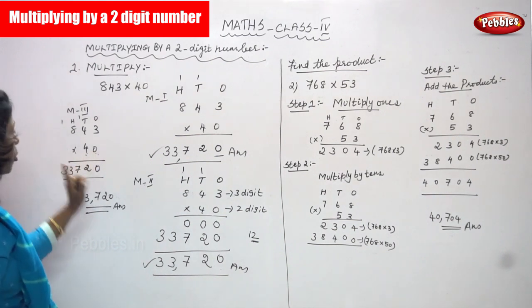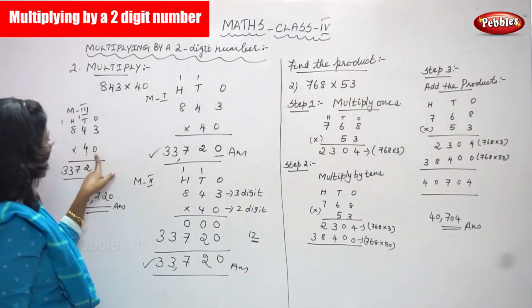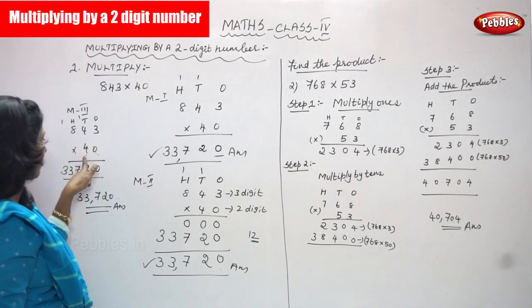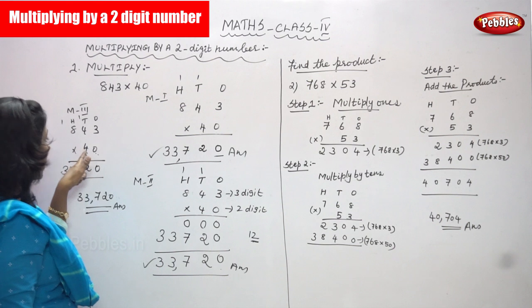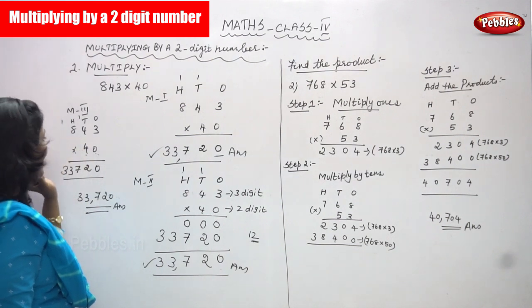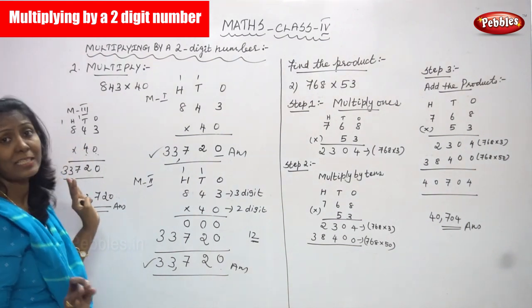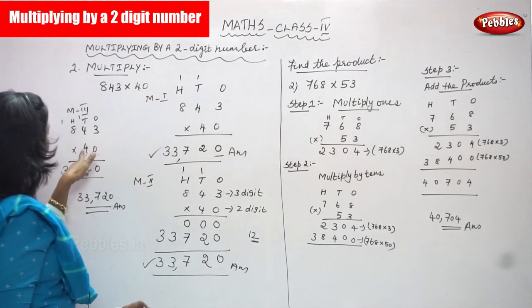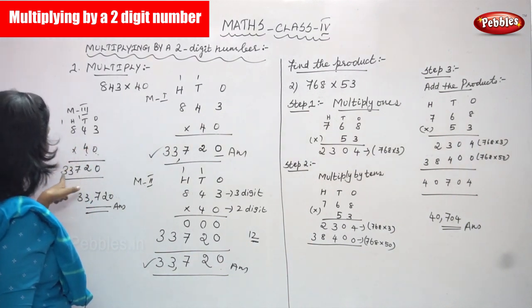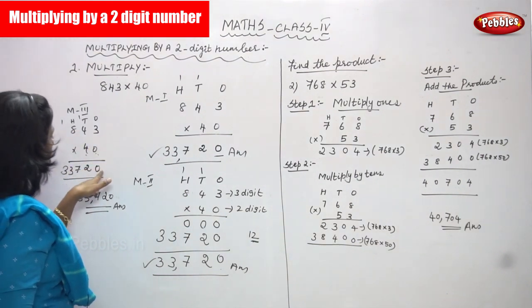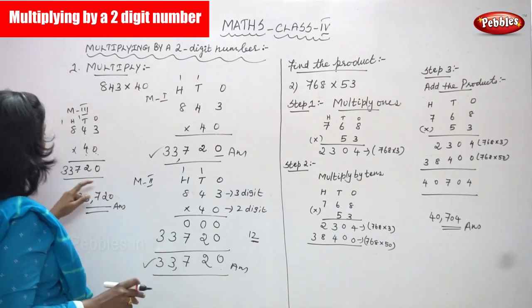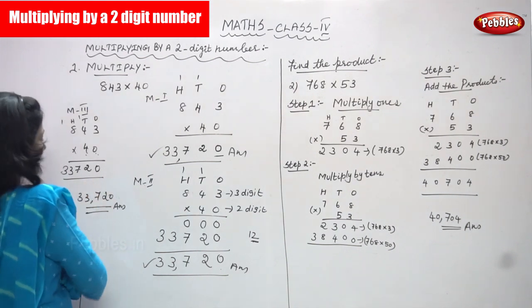So here how many zeros? Only one 0, in the ones place, and 4 in the tens place. So you multiply only the numbers: 4 multiplied by 843 gives 3372. After that you add the 0 at the end. Then finally you write 33,720.